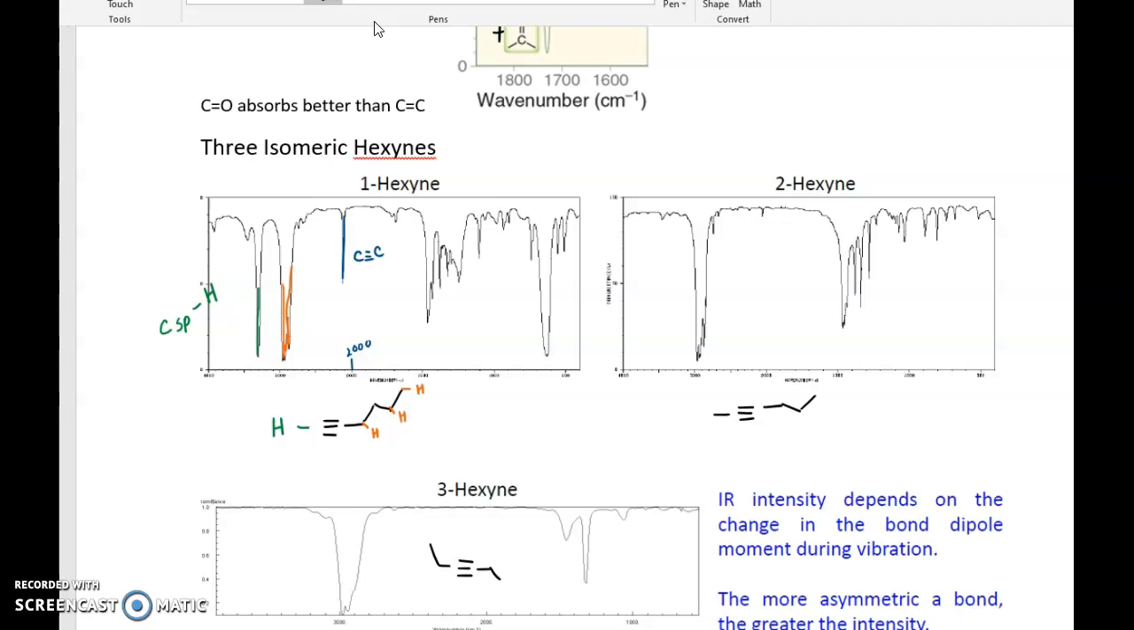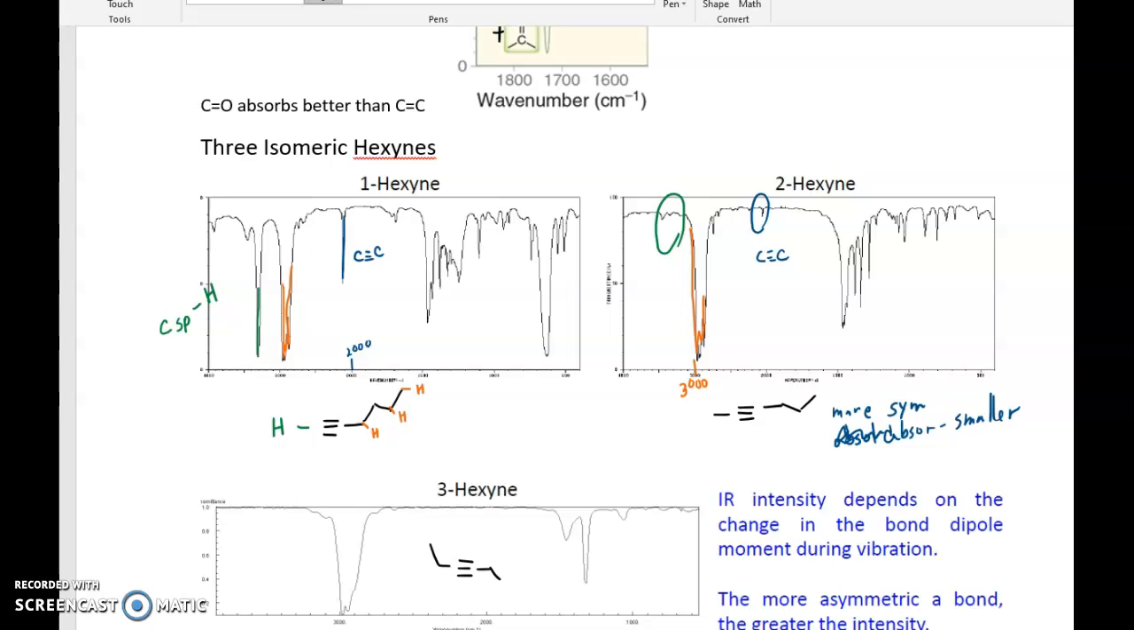If we go to 2-hexane, we have lost the hydrogen. This green hydrogen is not here anymore, and so we've lost our carbon-hydrogen bond that was here. The orange ones, however, are still here. They are just below the 3000, where we expect them to be. We see a very small peak in here for our triple bond, and that's because this is more symmetric, and so the absorption is smaller. Sorry, my writing is so awful.